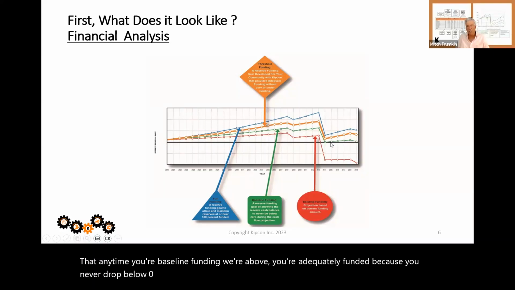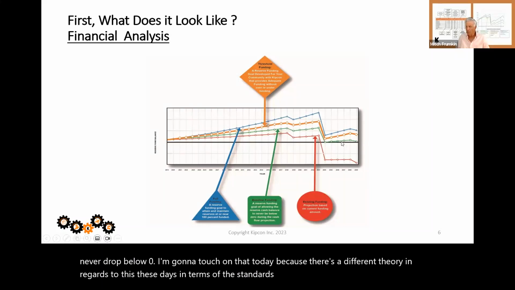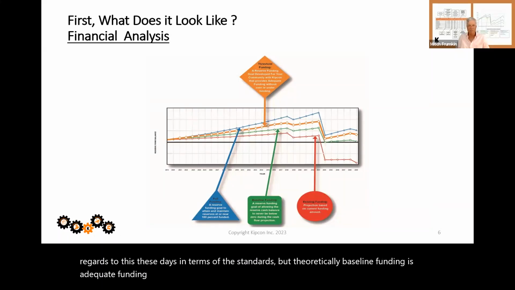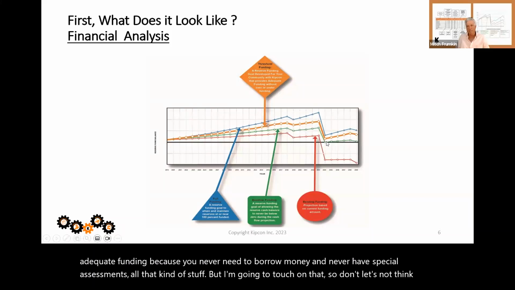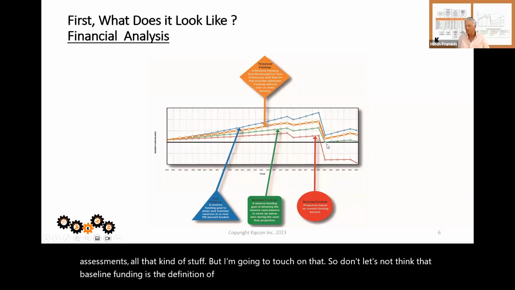I'm going to touch on that today because there's a different theory in regards to this these days in terms of the standards. But theoretically, baseline funding is adequate funding because you never need to borrow money, you never have special assessments, all that kind of stuff. But I'm going to touch on that. So let's not think that baseline funding is the definition of adequacy anymore.